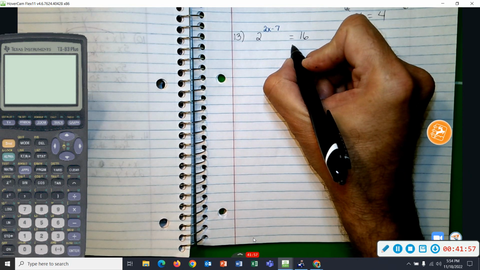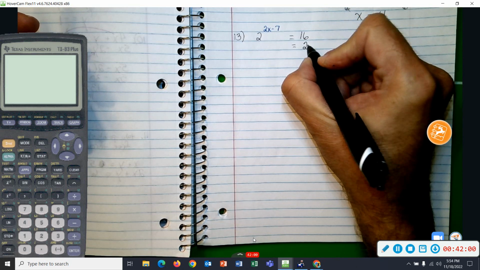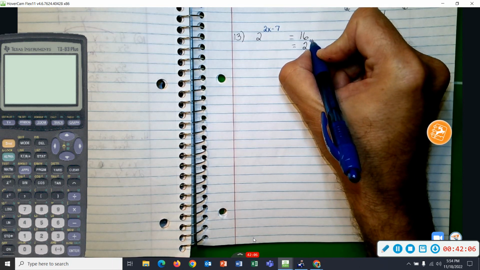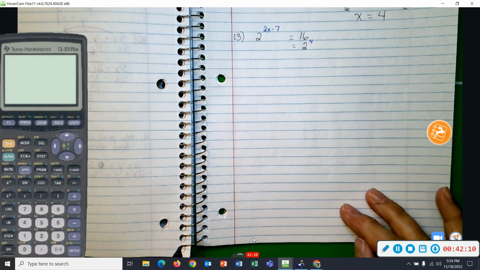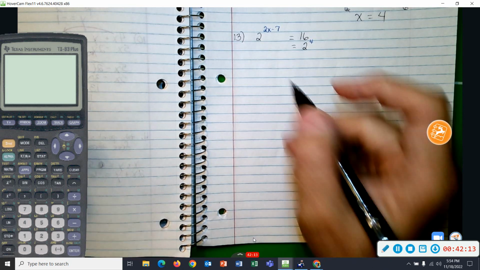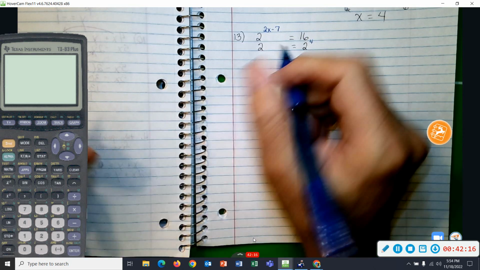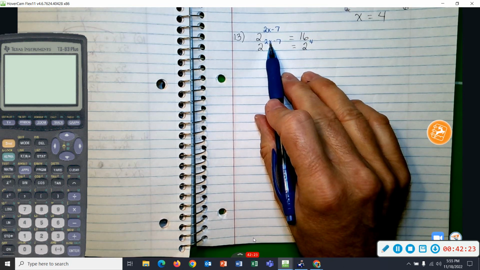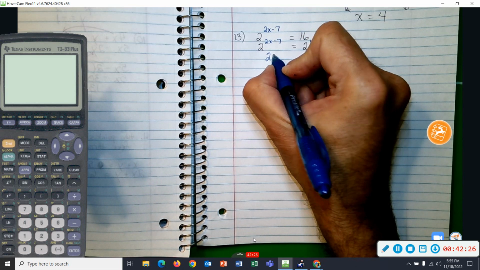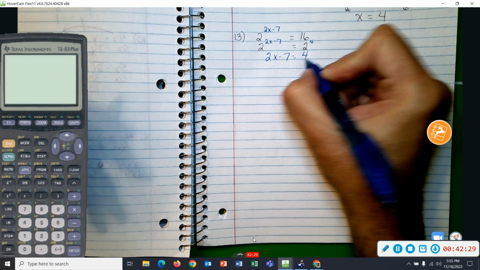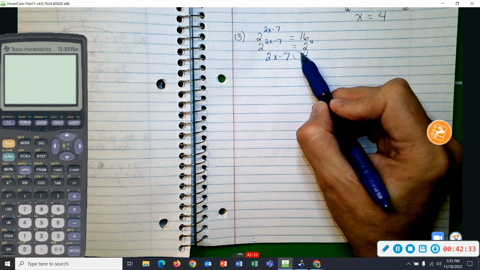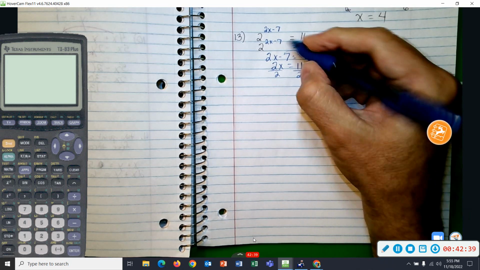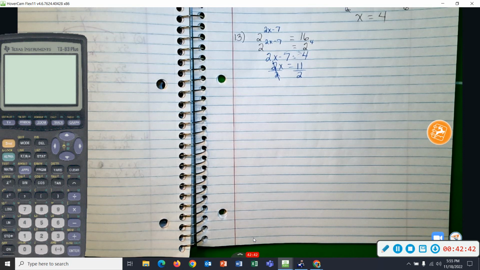First thing you should try to do is write it with a common base. How many 2's would I need to multiply together to get a 16? Don't say 8. It's 4. 2 times 2 times 2 times 2 is 16. So if the bases are equal, the exponents have to be equal. So 2x minus 7 has to equal 4. So I'm going to move the 7 over to get 2x equals 11. And then divide both sides by 2 to get 11 over 2.